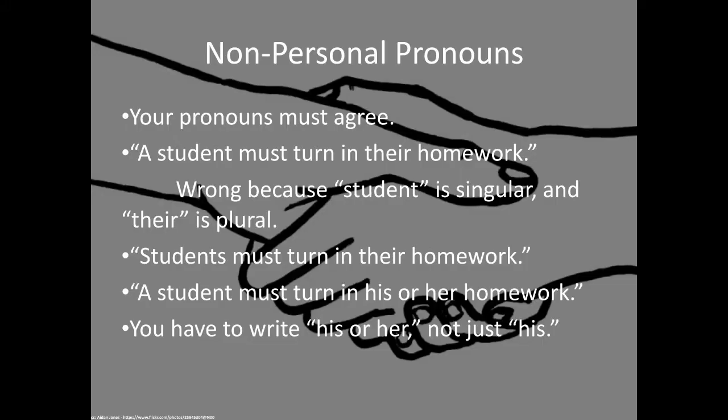Now, if you're not using personal pronouns, you still have to make them agree. So in the sentence, a student must turn in their homework. Well, that doesn't have personal pronouns. That's good. Except that the pronouns don't agree, because a student is singular and their is plural. And so we either have to make them both plural or both singular. So we can say students must turn in their homework. That works. Or a student must turn in his or her homework.